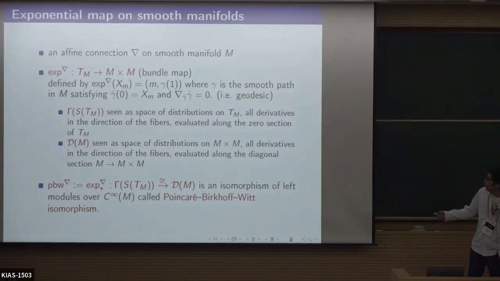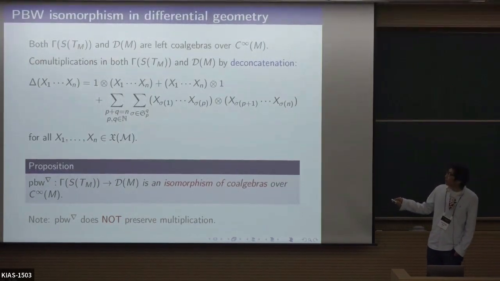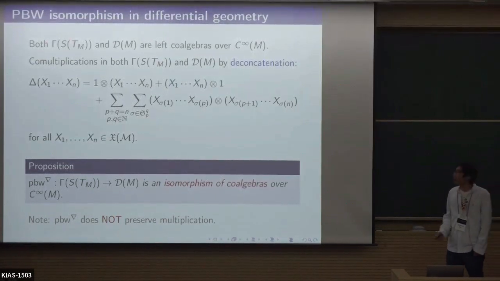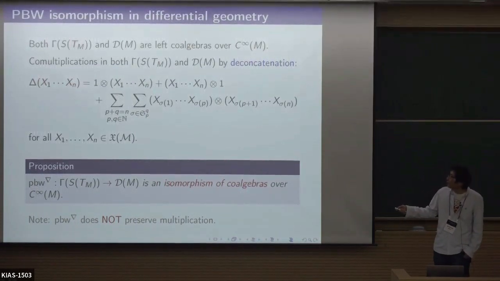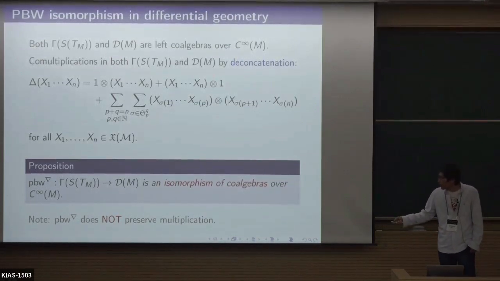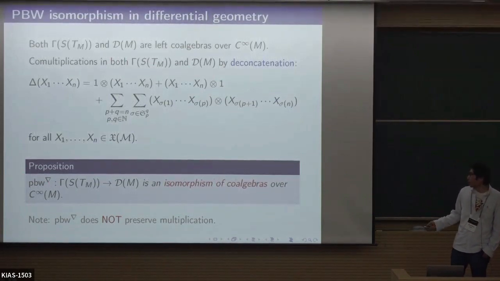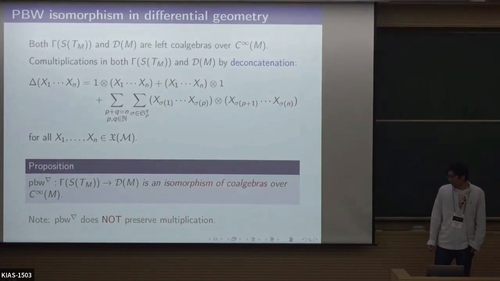D of M is the space of differential operators on M. As you may expect, both of them, sections of SM and differential operators on M, have coalgebra structures over this ring. And this co-multiplication is given by deconcatenation. So you detach x1 times to xn, at some point by a reordering process. The sum of all those detachings of the n product is given by the co-multiplication. And using this co-multiplication, it can be easily shown that this Poincaré Birkhoff Witt map is an isomorphism of coalgebra and also an isomorphism of C infinity M module. So it's an isomorphism of coalgebra over C infinity M.